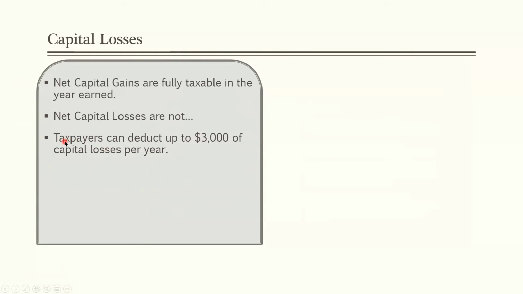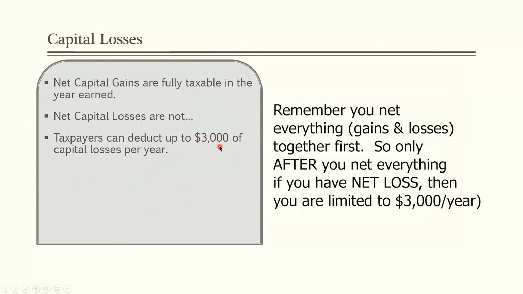Your net capital losses are only deductible up to $3,000 for the year, unless you're married filing separately, and then you only get to deduct $1,500 a year. So this $3,000 goes for whether you're single or married filing jointly. There's no doubling of it. $3,000 is the most of your capital losses you can deduct each year.